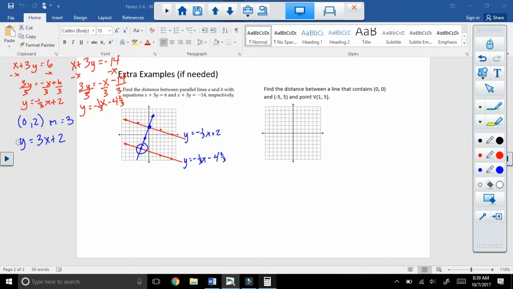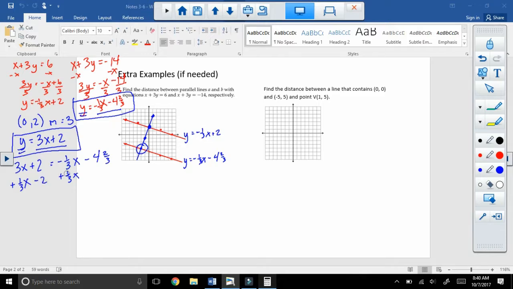So I am going to find the answer to this system where these two lines intersect. So yes, you do have some fractions to deal with here. I'm going to use substitution and set this part equal to that part because they are both equal to y, and I can do that. So 3x plus 2 equals negative 1/3 x minus 4 2/3. So I'm adding 1/3 to each side and subtracting 2.